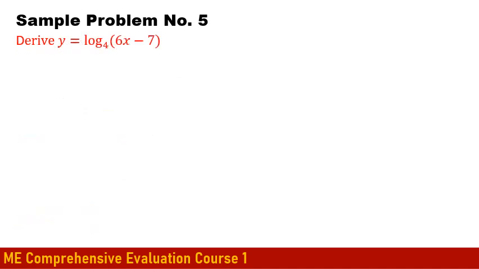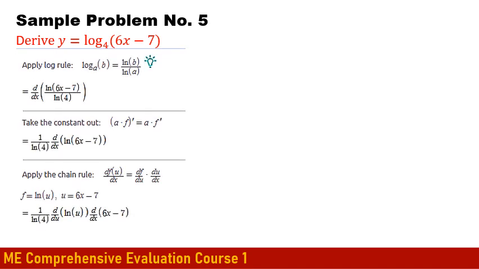Sample problem number 5. Derive y equals log of 6x minus 7 to the base of 4. So we can use the formula for differentiation of a logarithmic equation. Applying the log rule, the log of b to the base a is simply ln b over ln a. So it's a general formula.